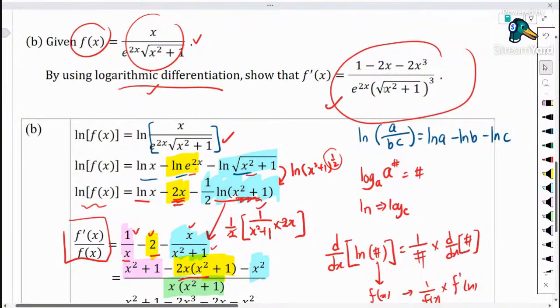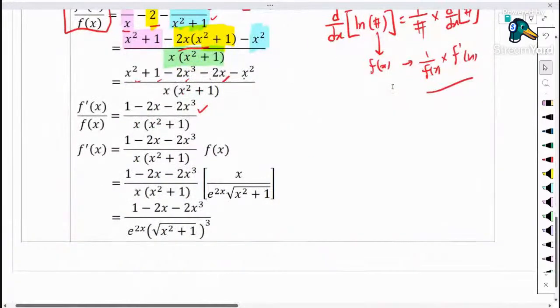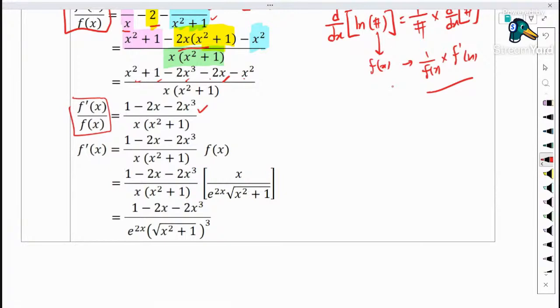Now, how the exponent and the square root come in. If you realize, all the while, the one on the left-hand side is f prime over f(x). We just want the answer f prime equal to something. We don't want f(x) divided with it. So in the next line, I multiply f(x) to the right-hand side. Now this is what we have. And substitute f(x) accordingly.